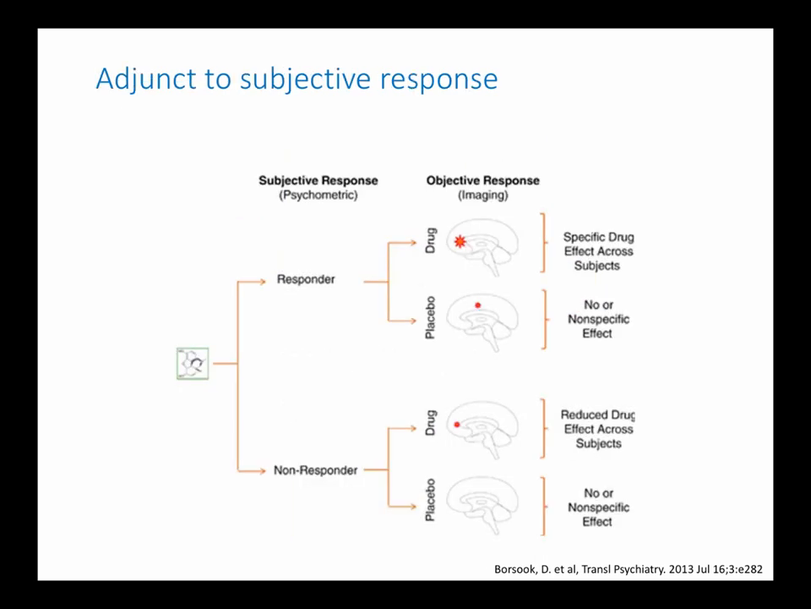Another important thing is that it's an adjunct to subjective responses. A lot of the CNS drugs, say for depression, rely on clinical scales, so people self-report whether or not they're feeling better on the drug. And of course, something that's pretty well known is the placebo effect, so they could just think that they're feeling better, but they're not actually feeling better. So using imaging can give you an objective way to see whether or not they're actually responding to the drug, or they're getting a reduced effect, or they're not getting any effect at all.